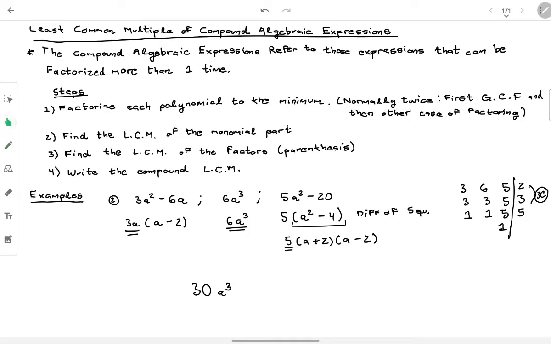Then we will write the factors. In this case, we have a minus 2 and a plus 2. We will write the factors a plus 2 and a minus 2 with the highest power. In this case, the highest power is 1, because a minus 2 is here to the 1, and here is also to the 1. A plus 2 is here only to the 1. So this is our least common multiple of those compound expressions.